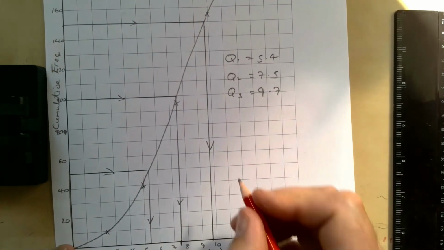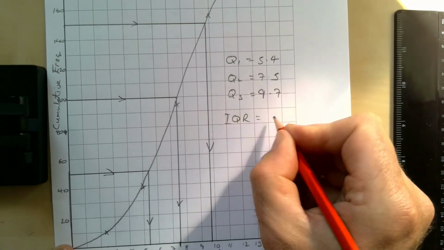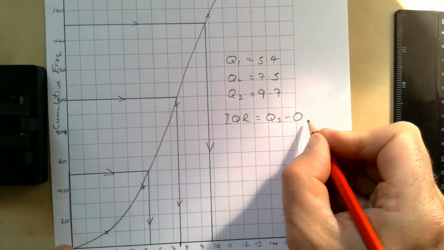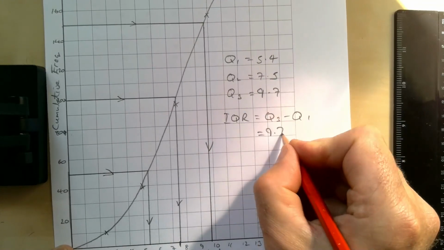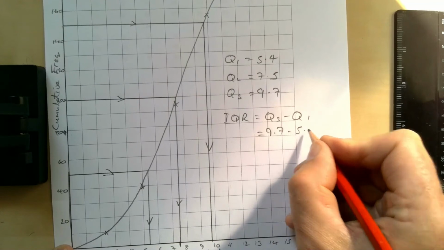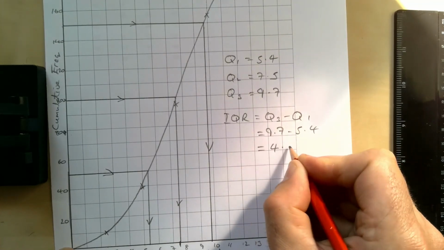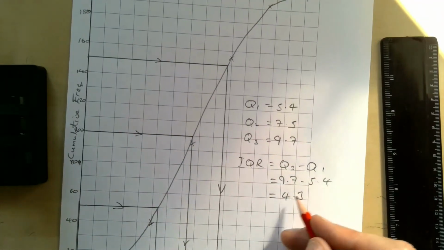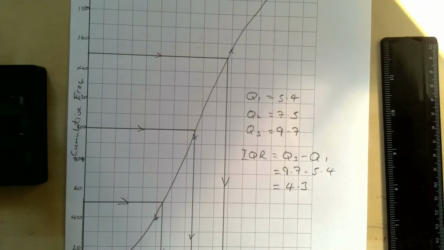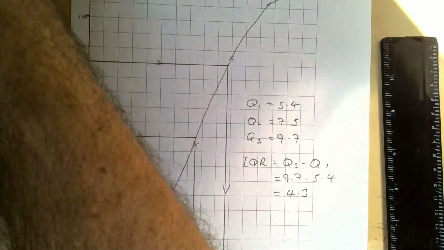Other thing we've been asked to find then is our interquartile range. Interquartile range is Q3 take away Q1, it tells you where the middle 50% lies, and that's 9.7 take away 5.4, and that's going to give me 4.3. So the middle 100 trees lies within 4.3 meters worth, I suppose, is what that's saying there.